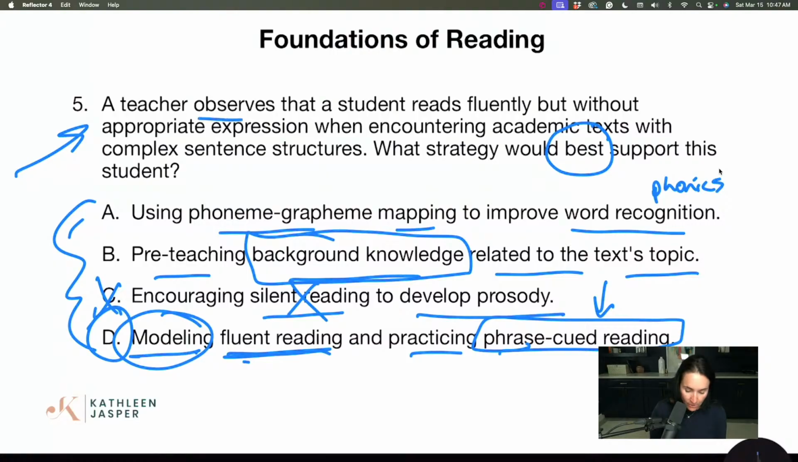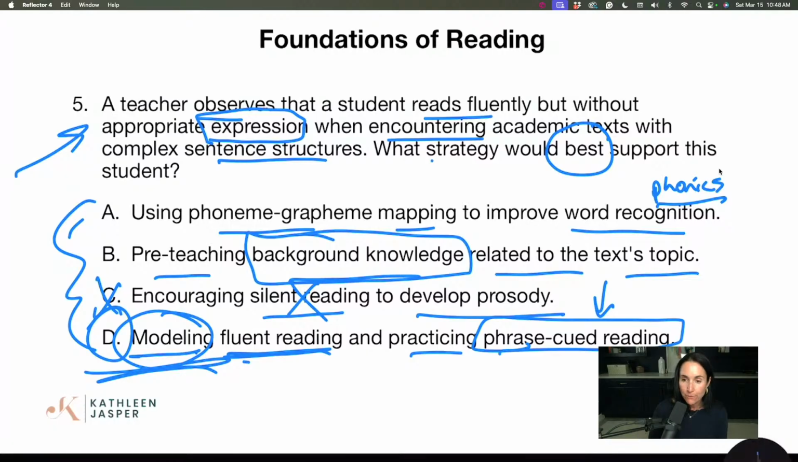A teacher observes that a student reads fluently, but without appropriate expression when encountering academic text with complex sentence structures. What strategy would be best? In this case, it's modeling. Phoneme grapheme mapping, that's phonics. That's too low of a skill. That's letter-sound correspondence. They're in the phonics stage. They're not reading academic texts.